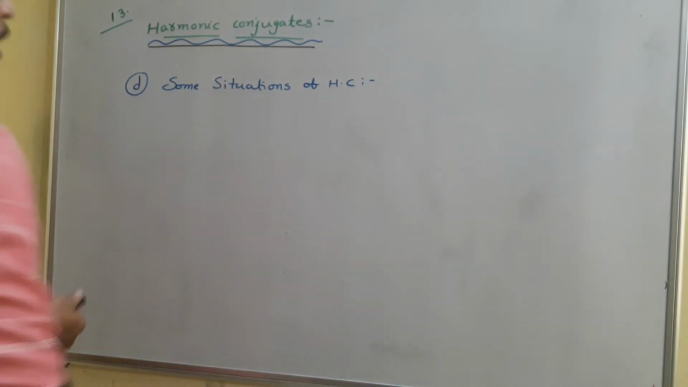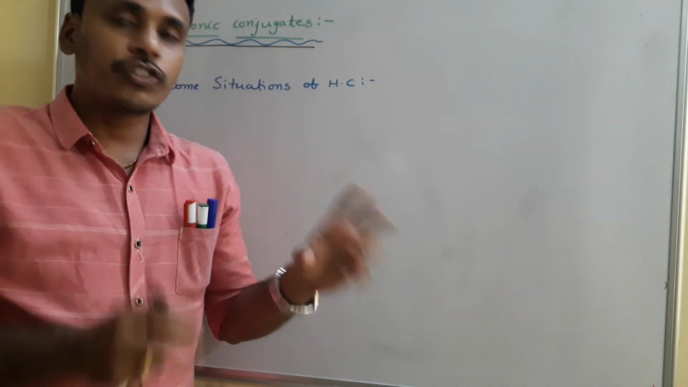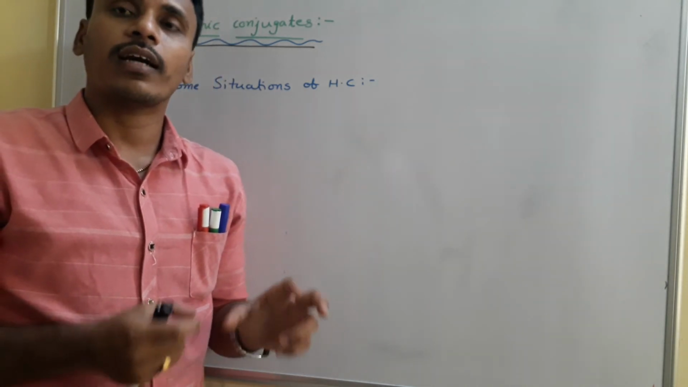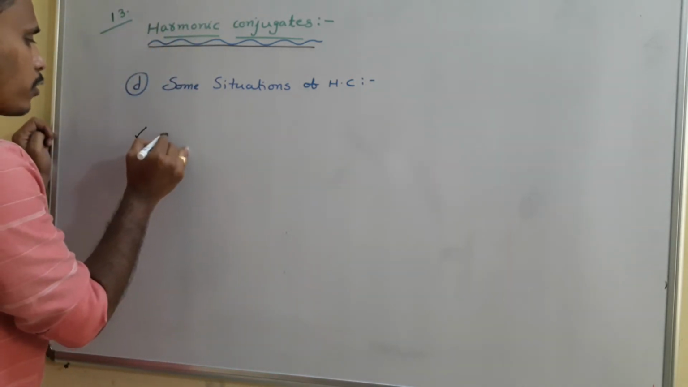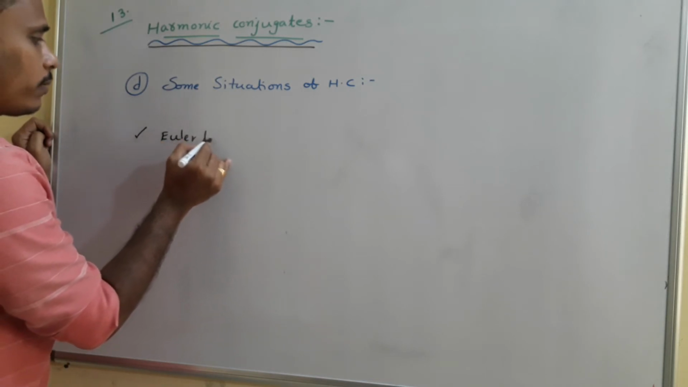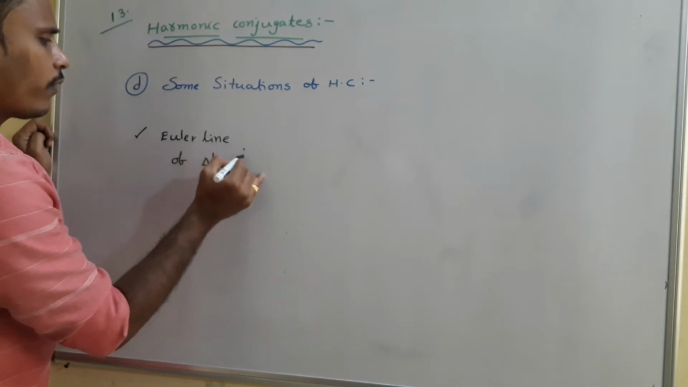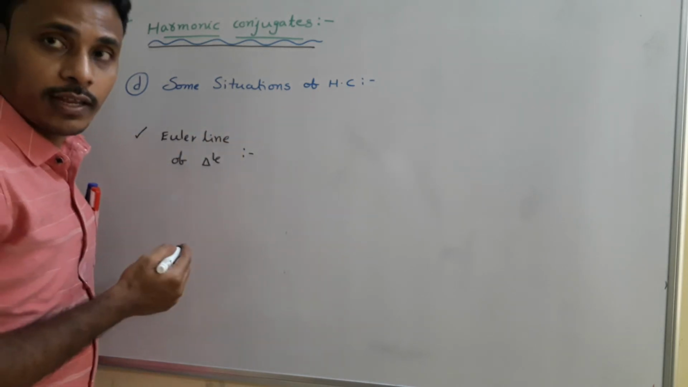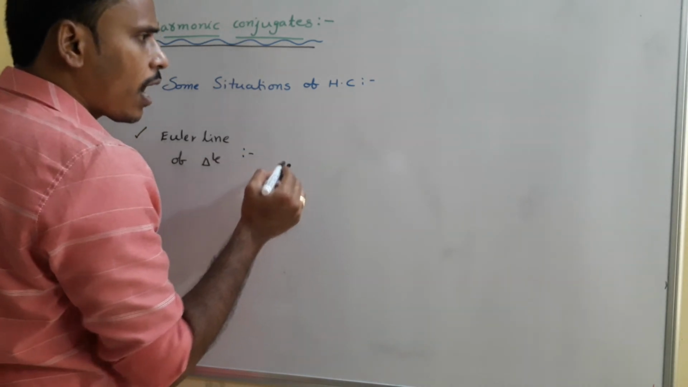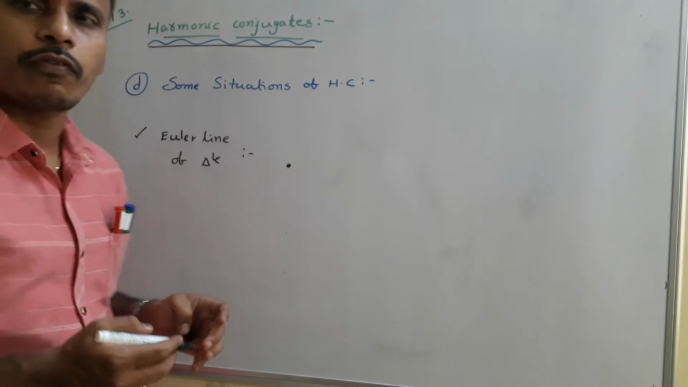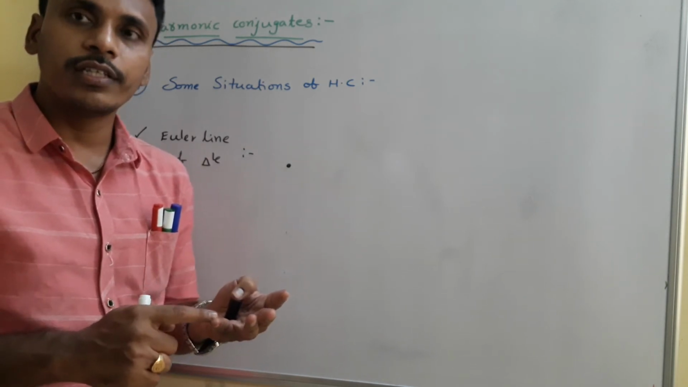Some situations of harmonic conjugates. We have some general situations where the concept of harmonic conjugates is involved. Among those, the first one is the Euler line of a triangle. I think you all know about it, or otherwise I will mention it now. In any triangle, I think you all learned from geometry that for a triangle we have a centroid, circumcenter, orthocenter, incenter, and everything.